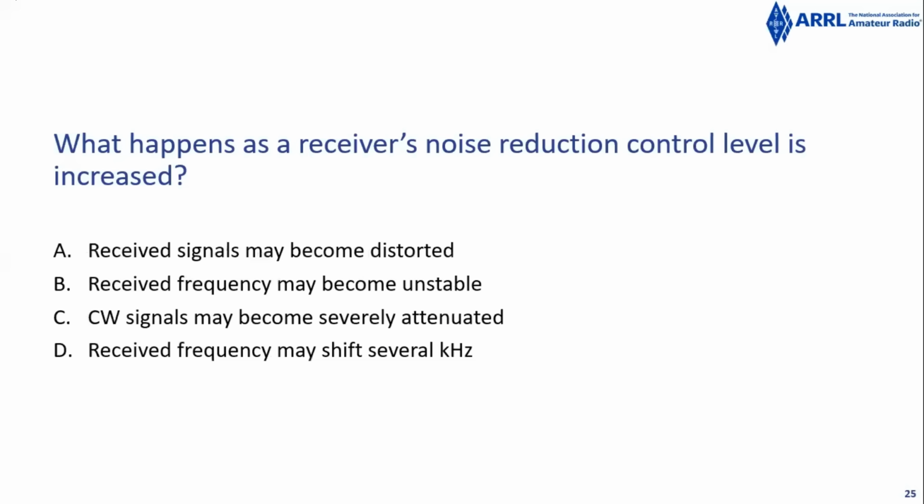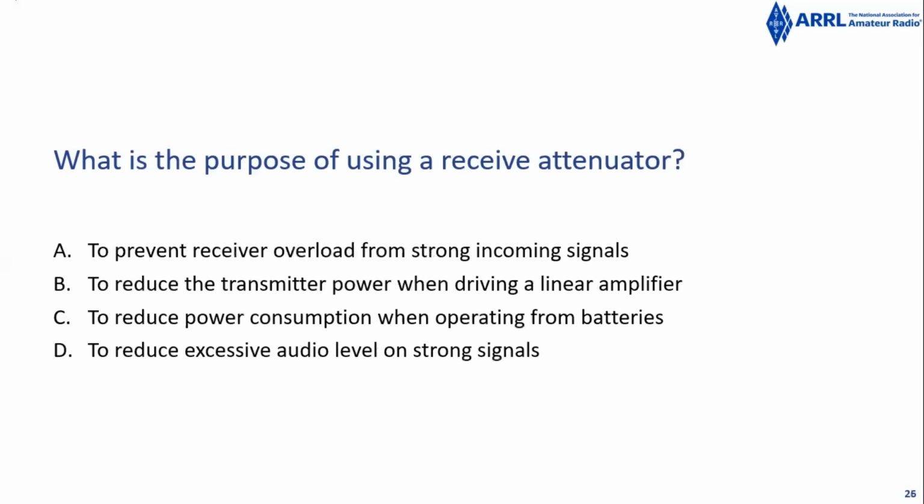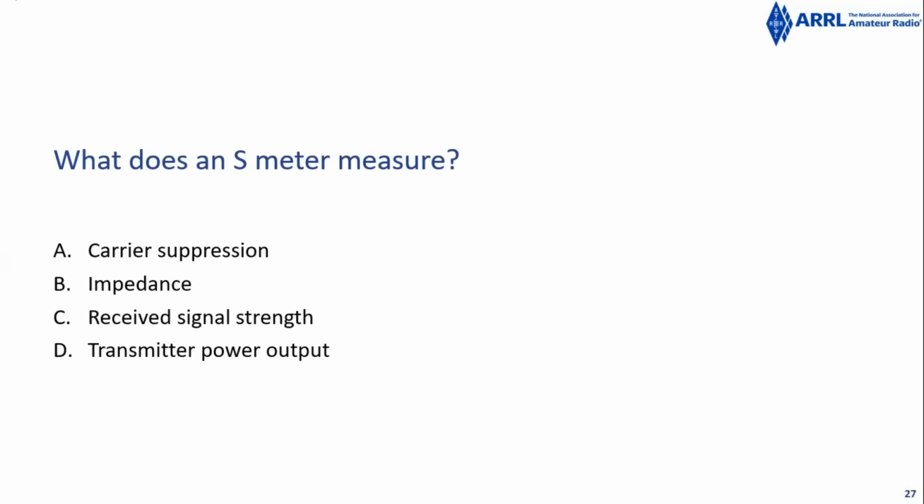What happens as the receiver's noise reduction level is increased? Received signals may become distorted. I think that's what we just said. A. What's the purpose of using a receive attenuator? A is a good one. Well, it would have to be A. Prevent receiver overload from strong incoming signals. All right. What does an S meter measure? It measures the received signal strength.